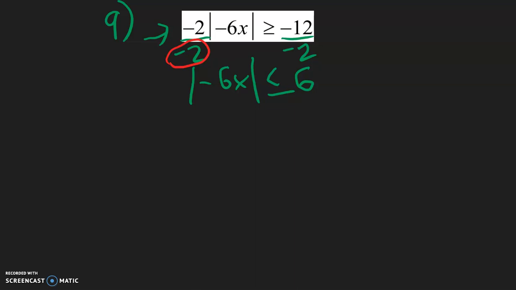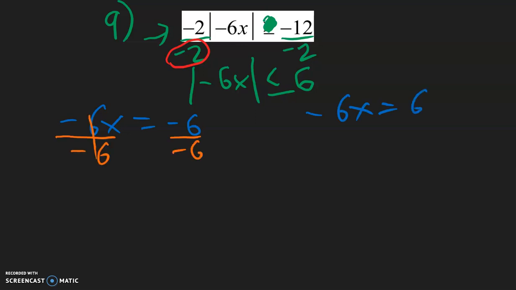And so I suggest that you scratch this out so that when you draw your number line, you don't make a mistake. Don't look at that anymore. Okay, now we can write the two equations. Negative 6x equal to negative 6, or negative 6x equal to positive 6. Dividing both sides by negative 6, we have x equal to positive 1.